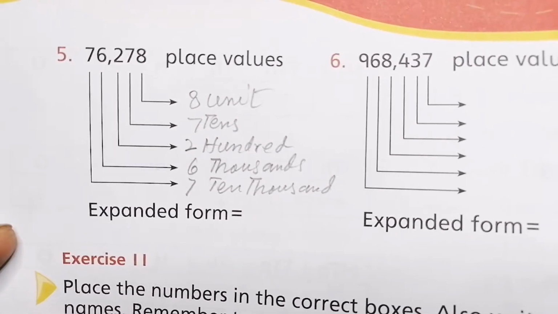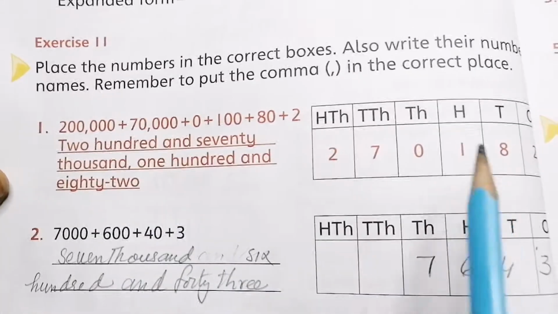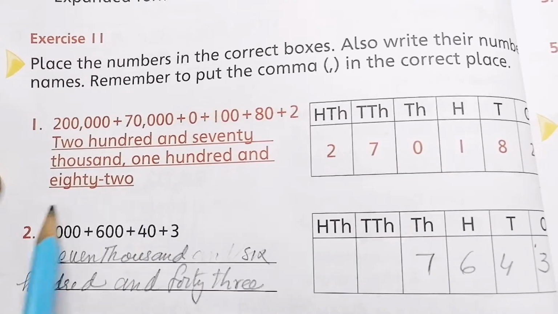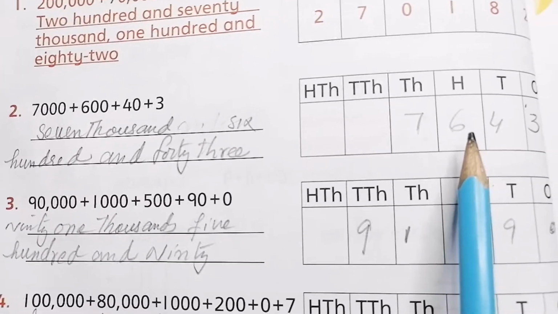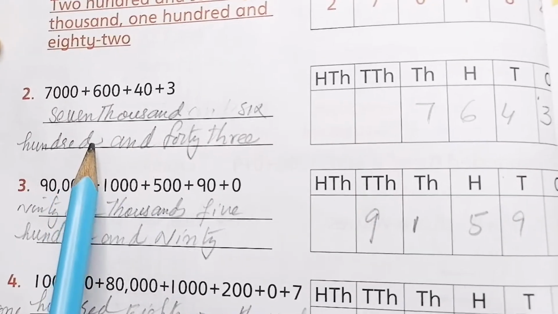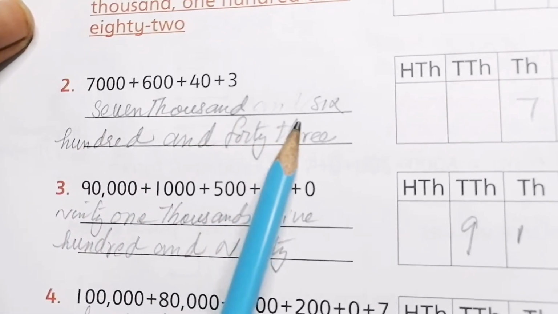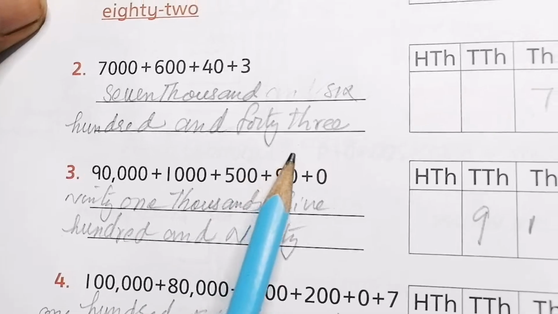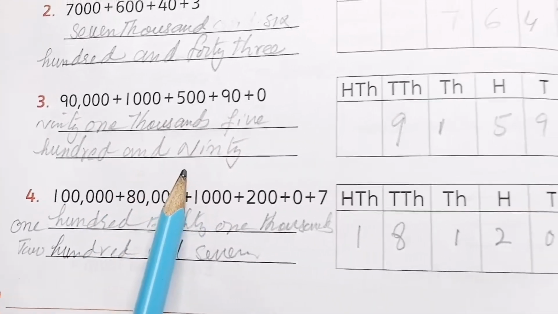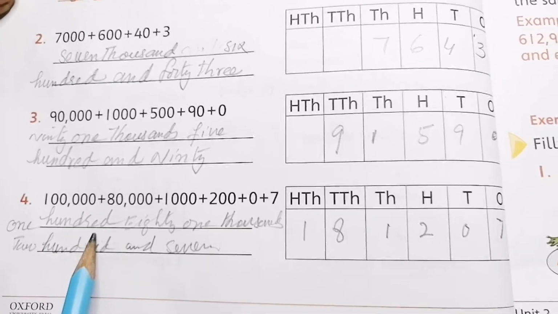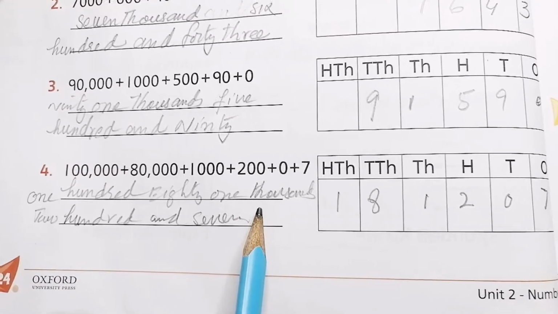Exercise 11. One question is given. This is written in expanded form, and we have to write it in the place value chart. So I have done this for you. I have written this in the place value chart also, and written it in words also. This is 7,643, 91,590. So this is 180,000, right?